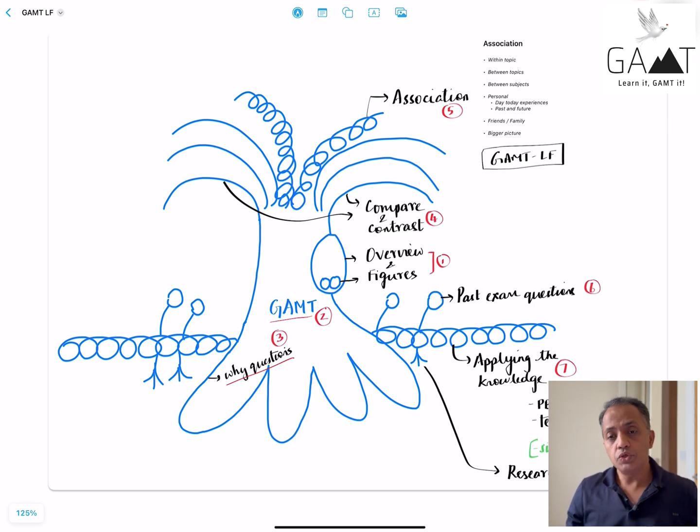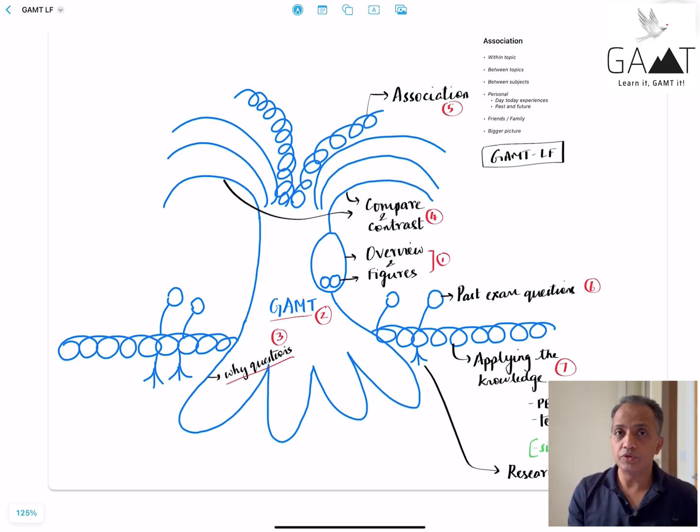The why question zone is a very important zone in the learning framework. This is where you ask all the relevant questions: the why, when, what, where, how, etc. You don't limit yourself. Just ask anything that comes to your mind about the particular topic. The important thing is to ask as many questions as possible. The more questions you ask, the deeper you're going to dig into the topic, and the deeper your understanding of the topic is going to be.